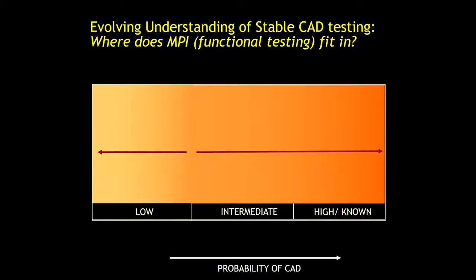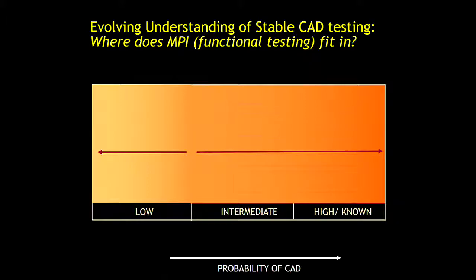So in the final few slides, I think we are at a very interesting point in our understanding of coronary artery disease and how to test for stable coronary artery disease. And so I'm going to give you a little bit of a construct on what the data show us. This is how we practice at the University of Pittsburgh, and this is where functional testing, and in this case, myocardial perfusion imaging fits in.